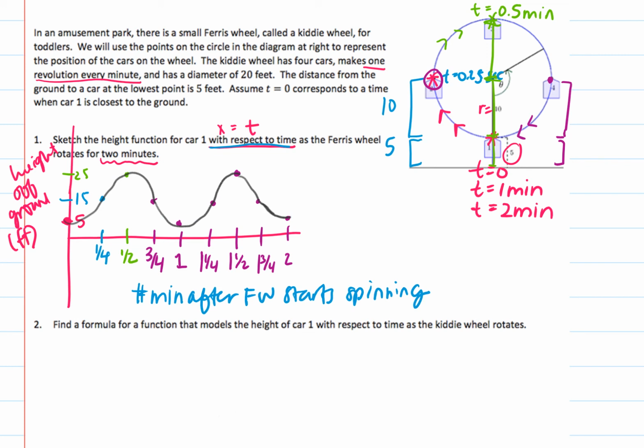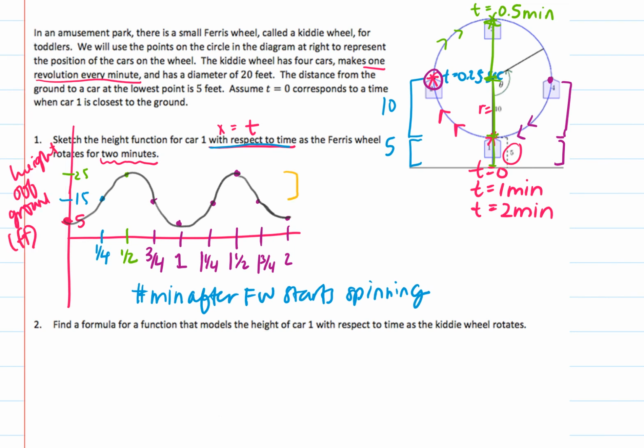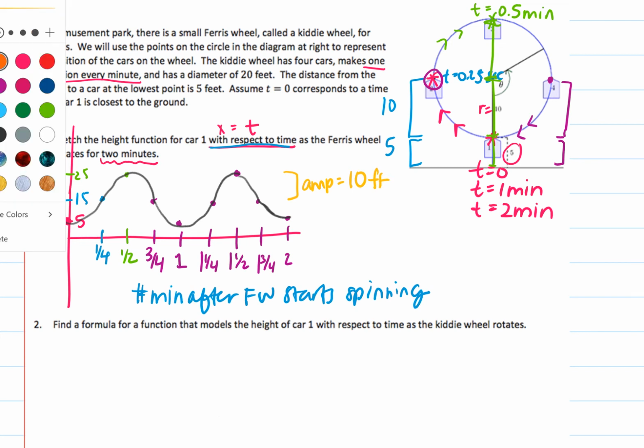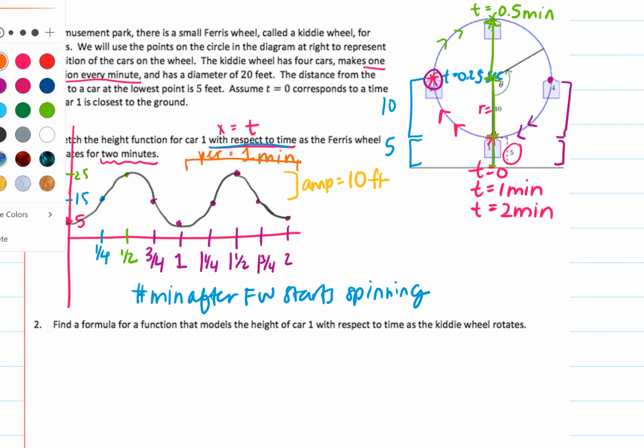Okay, find the formula for a function that models the height of car 1 with respect to time as the kiddie wheel rotates. So we already made a sketch of the function, so we're just writing a formula for the sketch. So let's take apart, what do we notice about this sketch? Well, I notice that it has an amplitude of 10 feet. I notice that it has a period of 1 minute.